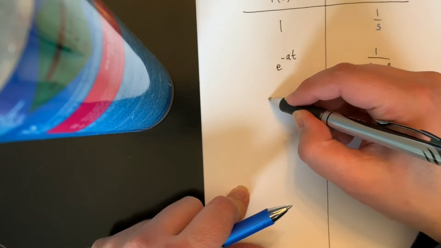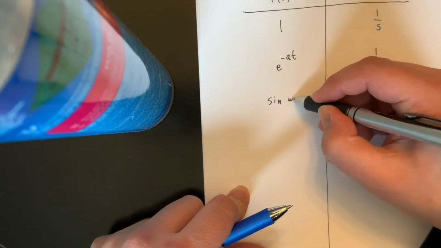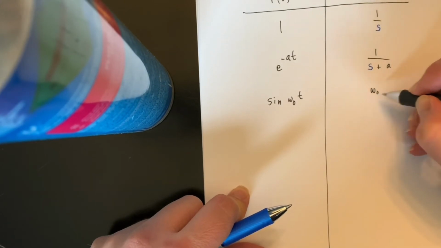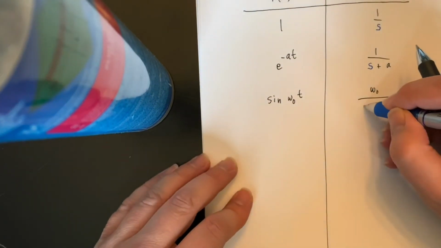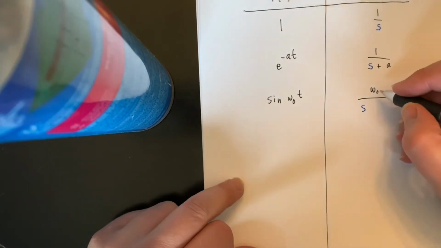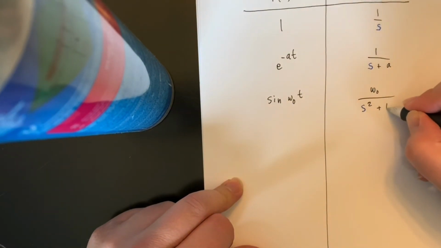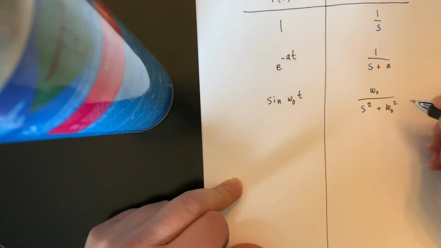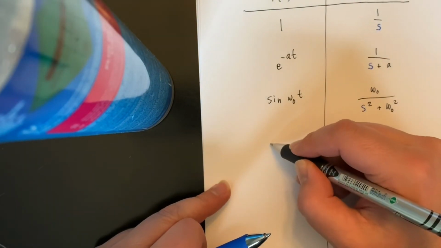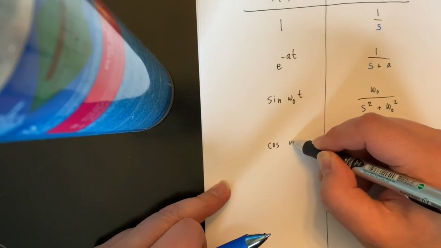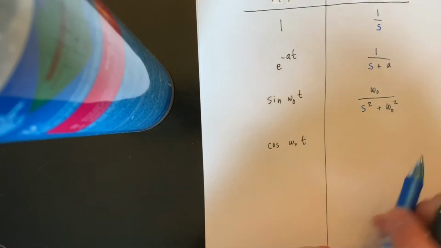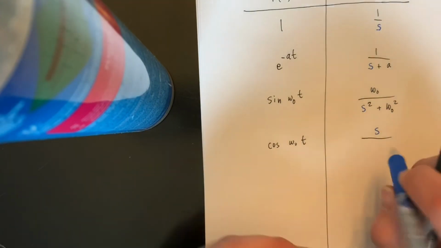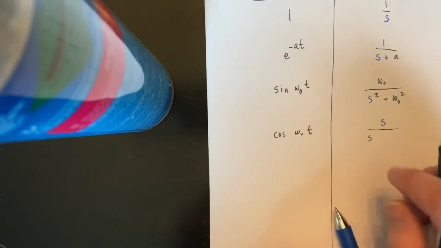A couple more. Sine of omega naught t is omega naught over s squared plus omega naught squared. And similarly, cosine omega naught t is s over the same denominator, s squared plus omega naught squared.